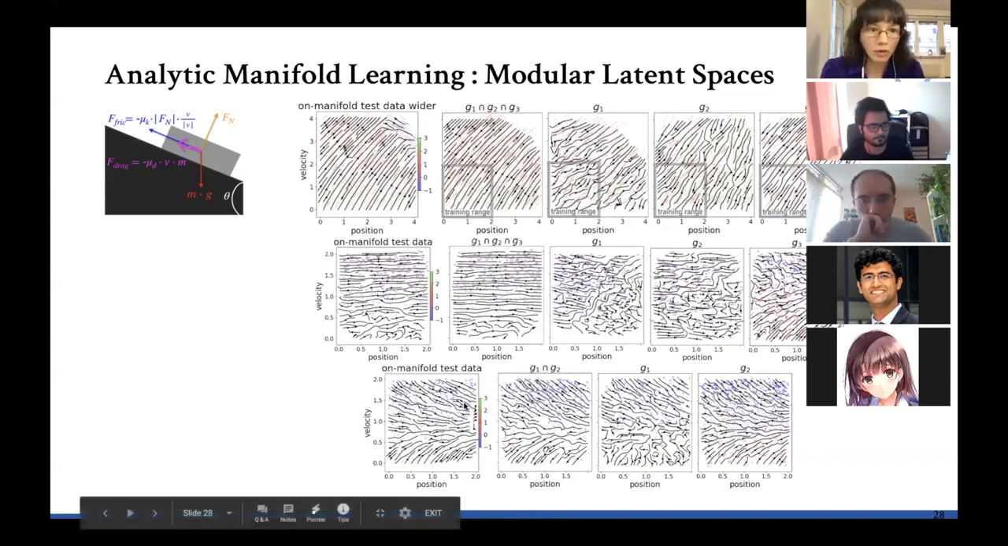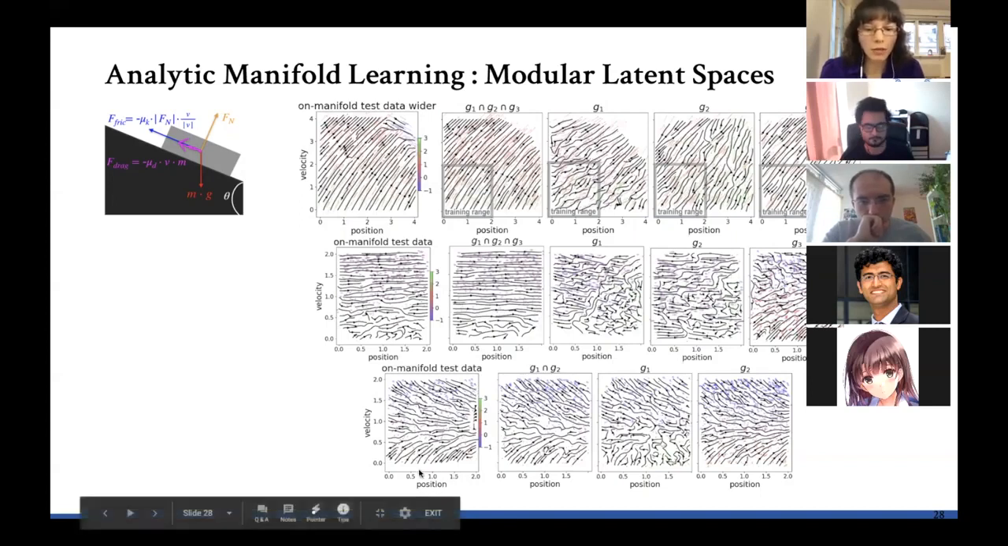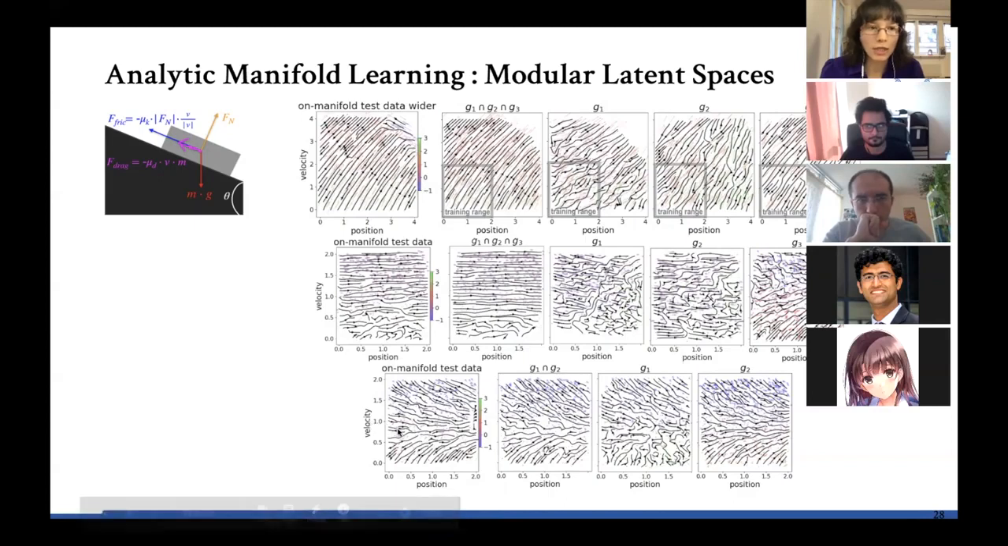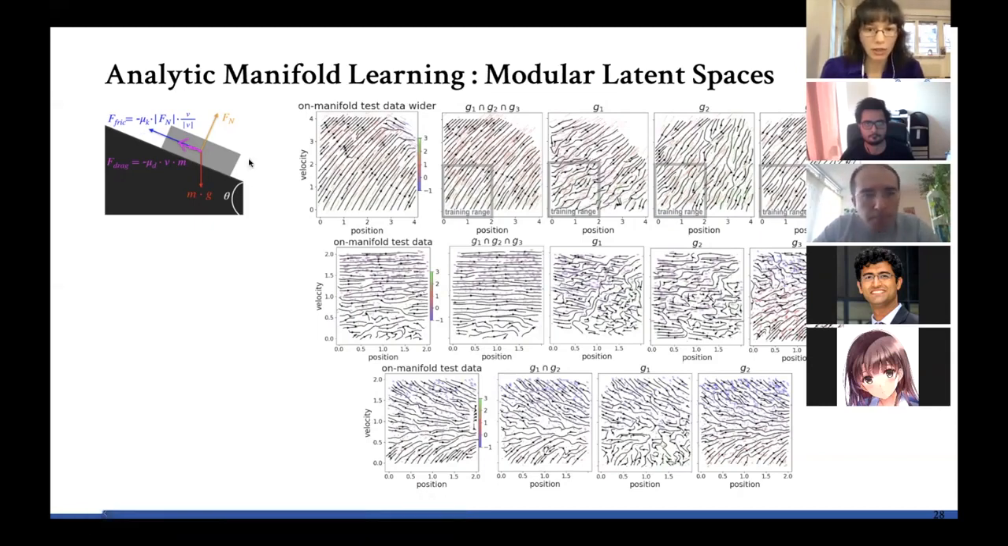Here we're not in 3D anymore, so I can't visualize 3D shapes for you. These are phase space plots, meaning that we plot position and velocity, and the arrows indicate position and velocity at the next time step. So this is passive dynamics, just the block sliding on the incline, and that's what we get. And the fun thing is that we can actually demonstrate generalization.